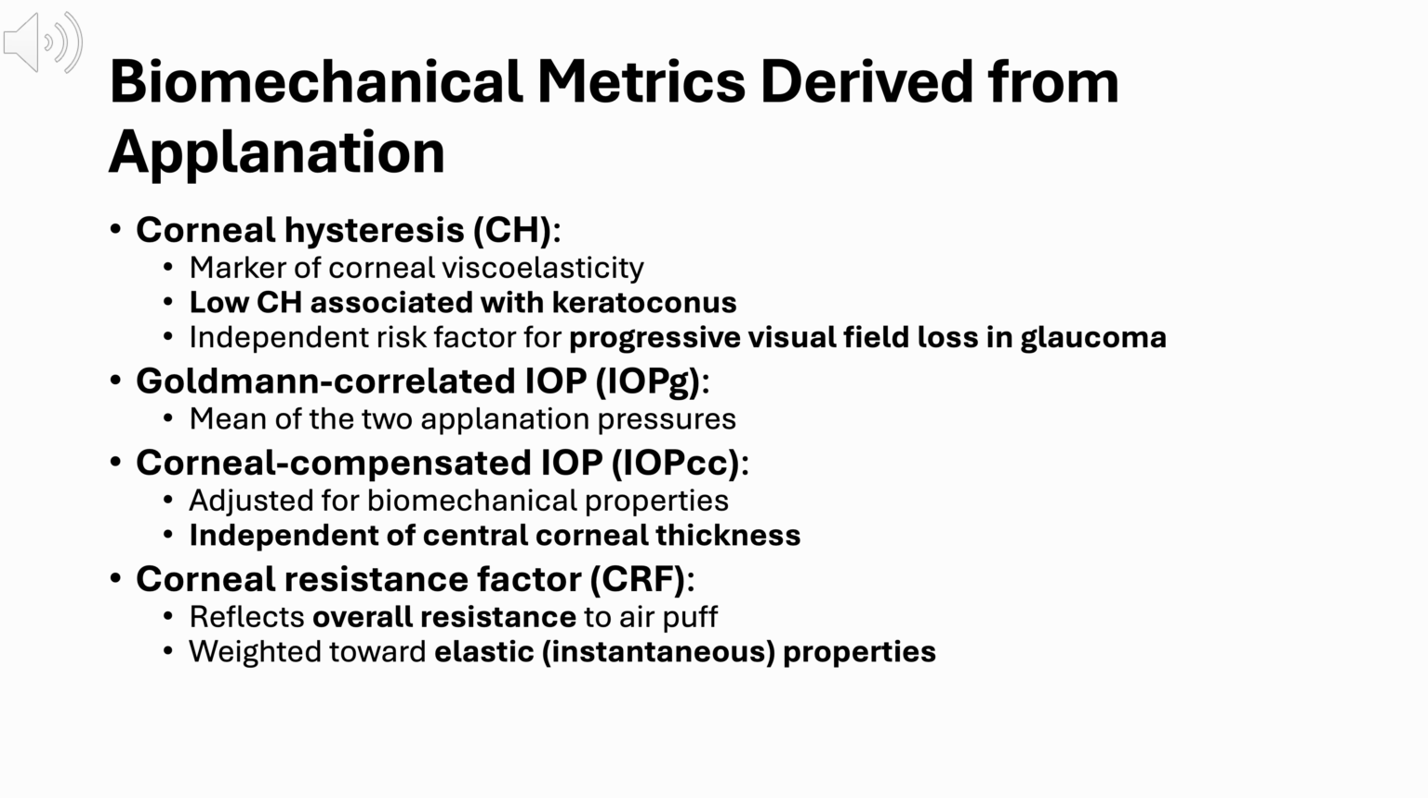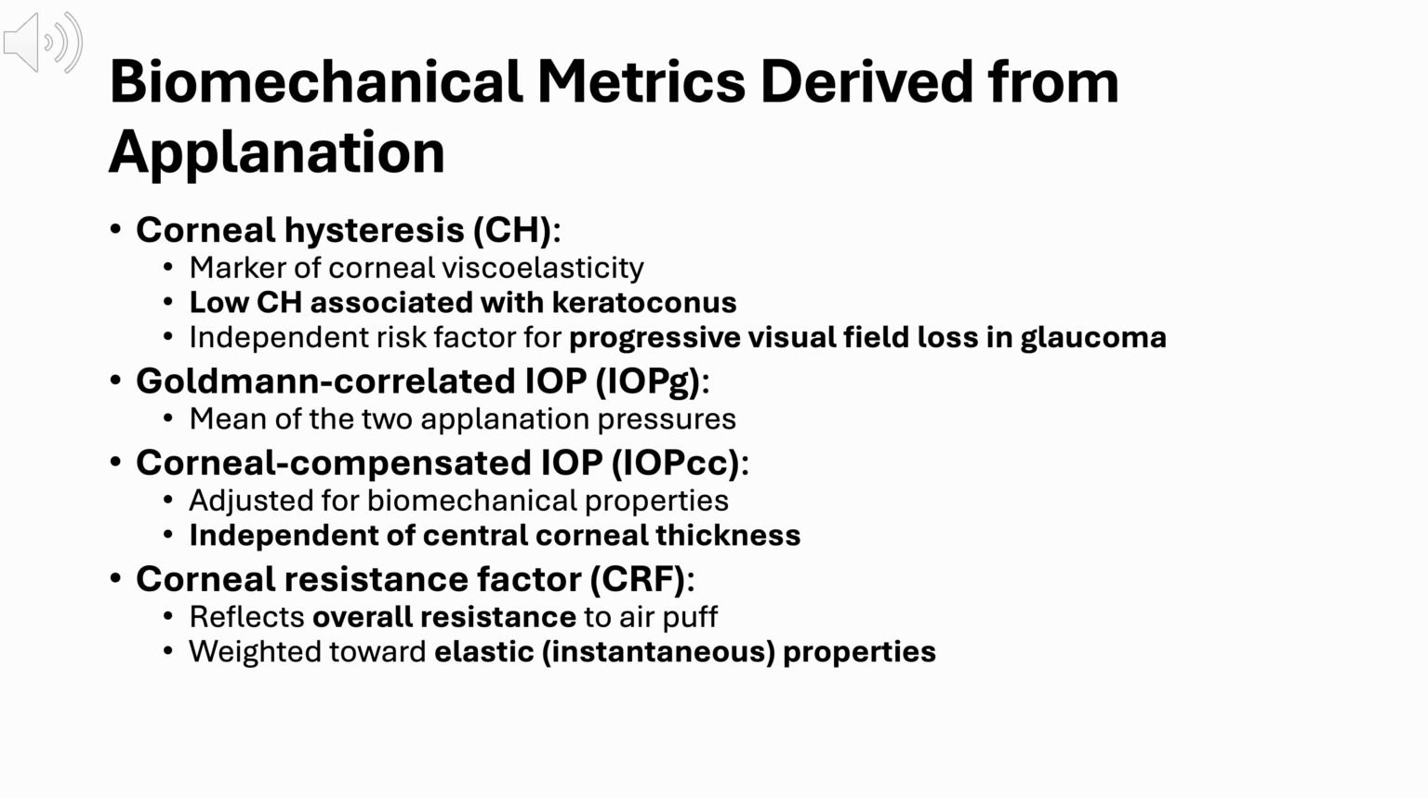Now we can translate that air puff test into specific numbers that we actually use clinically. The first metric is corneal hysteresis, as we talked about in the past slides. This tells us how stretchy and shock-absorbing the cornea is. A lower CH means the cornea loses more energy when it bends, which is why low CH is associated with keratoconus. It's also important in glaucoma because a low CH is an independent risk factor for progressive visual field loss.